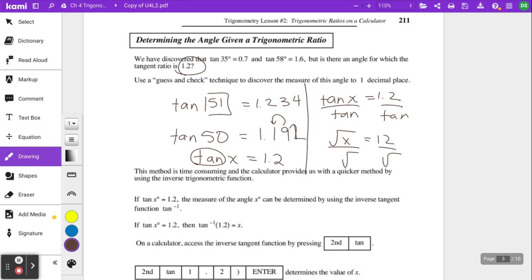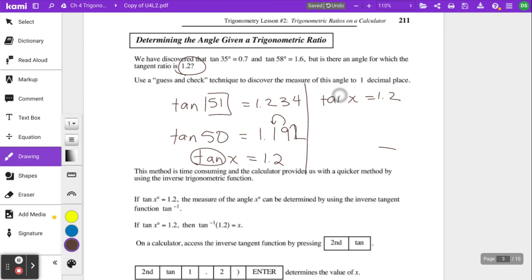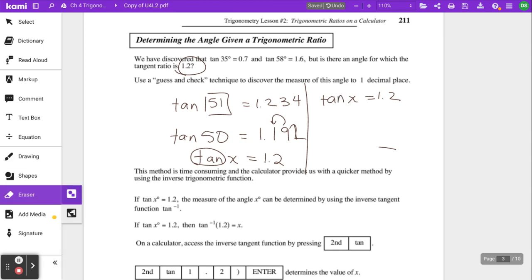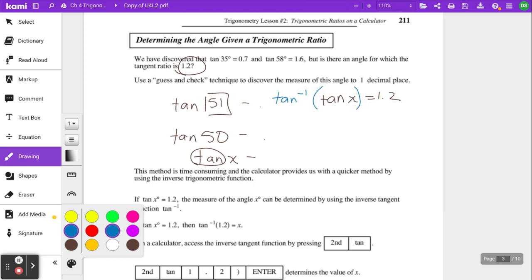Don't ever do that. Okay, so then you're like, well then how do I get rid of the tangent if I just want to solve for x? What do I do? Well, we have an operation that's the opposite of tangent, and it is written like this. Let me get rid of some of this here for a second. Okay. Tangent is written like this. That little tangent to the -1 in math notation means the opposite operation of tangent.